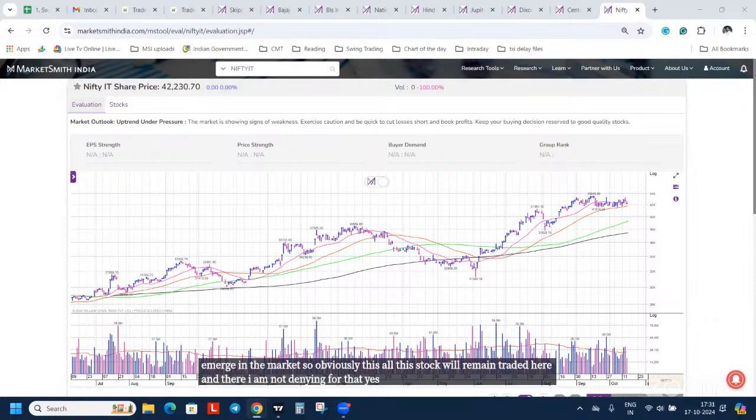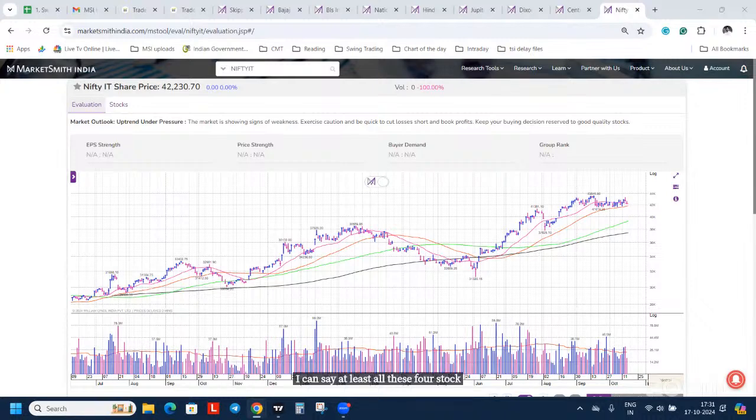But after doing a little bit of detailed analysis, I can say at least all these four stocks: Infosys, HCL Tech, Mphasis, and one more stock, Techm, sorry, Techm, not Mindtree, Techm. These four stocks are looking quite attractive at the current juncture.